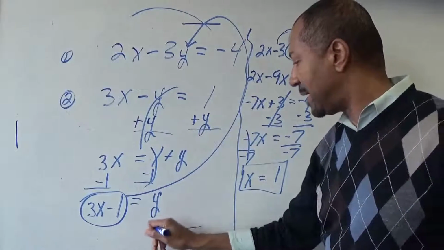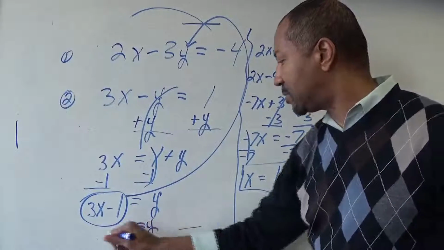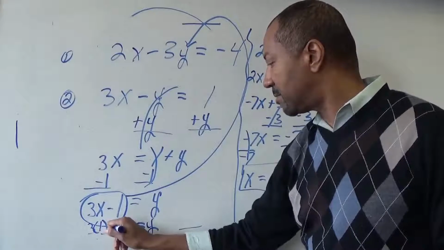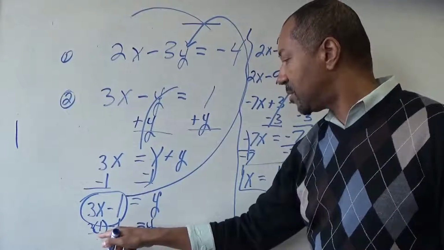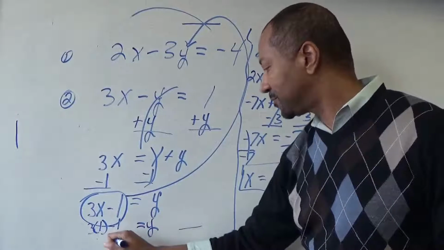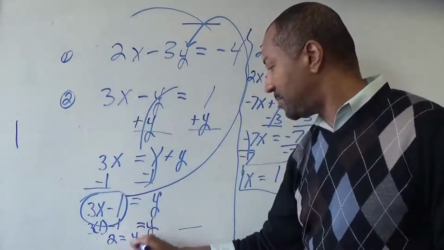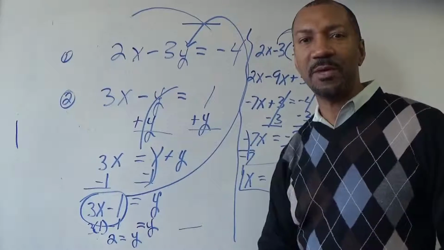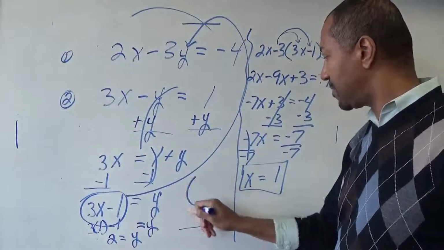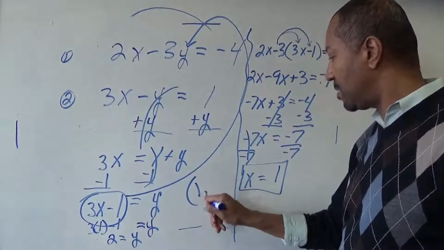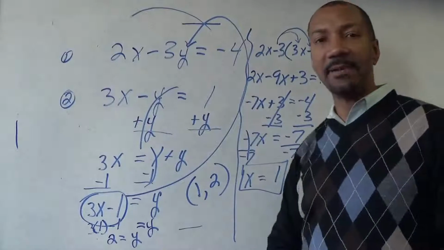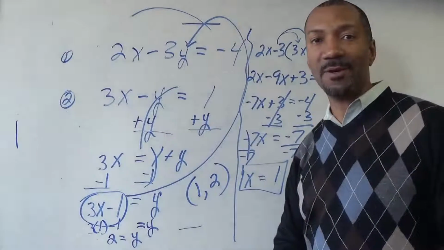Let's go ahead and plug in. We're going to say y is equal to 3 times x, which we know x is 1, minus 1. So it looks like 3 minus 1, y is equal to 2. Sorry about the space there. Y is equal to the number 2. So we know for this system, x is equal to 1, y is equal to 2. And that completes the solving of your system.